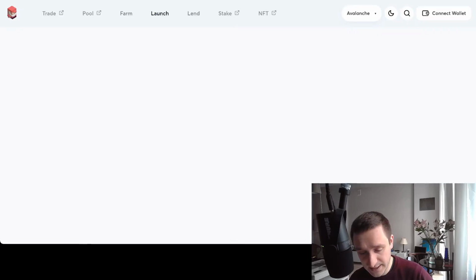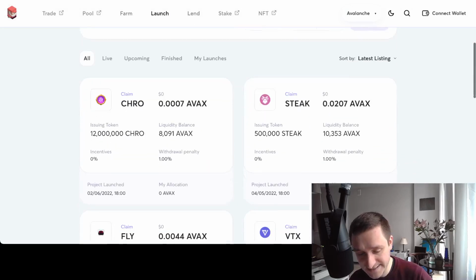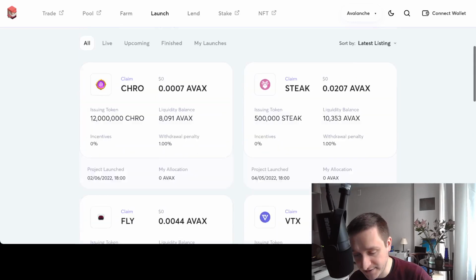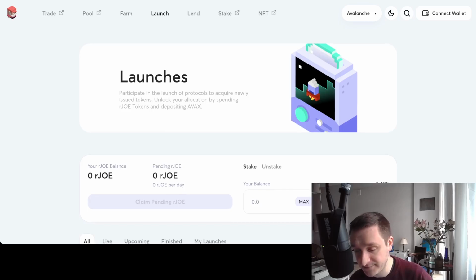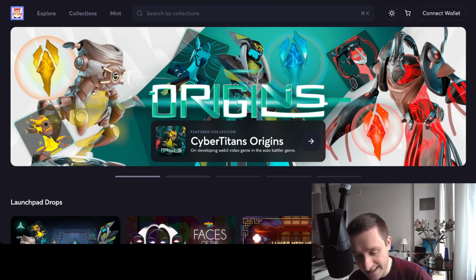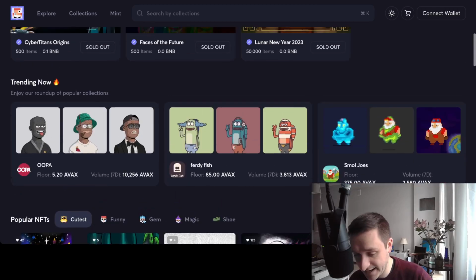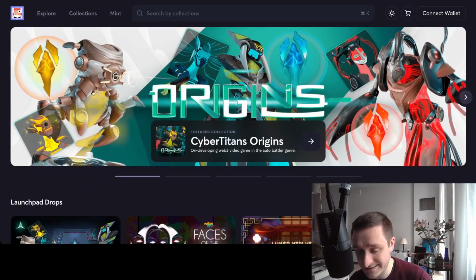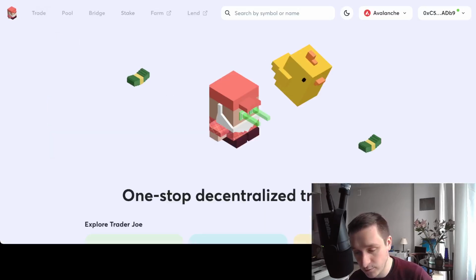Finally, you can also see launches, so you can participate in the launches of new protocols using Joe tokens and see what's being live right now. So also Trader Joe serves as a launchpad with tokens on Avalanche mostly. And finally, part of the Trader Joe ecosystem is Joe Packs. This is an NFT marketplace also with a launchpad, and you can see the NFT collections on Avalanche being built out here. So altogether, this is really one-stop DeFi plus NFTs on Trader Joe. Really cool stuff, a lot of things happening here. Really one of the top platforms.